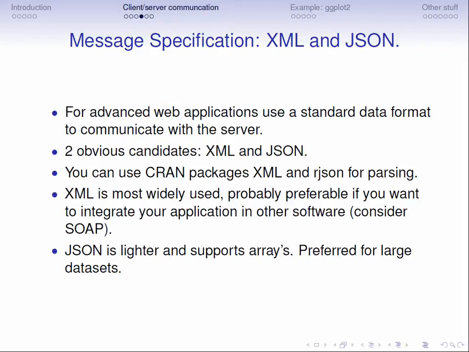So how could this communication take place? If you make an advanced web application, it's probably smart to use some kind of standard language to communicate between the browser and the server. There are two standards for data communication. They are XML and JavaScript object notation. Both are very well implemented in the browser, in all kinds of packages for JavaScript to parse XML and JavaScript object notation. And for R, there are the packages XML and RJSON that, on the server side, can encode and decode these data formats.